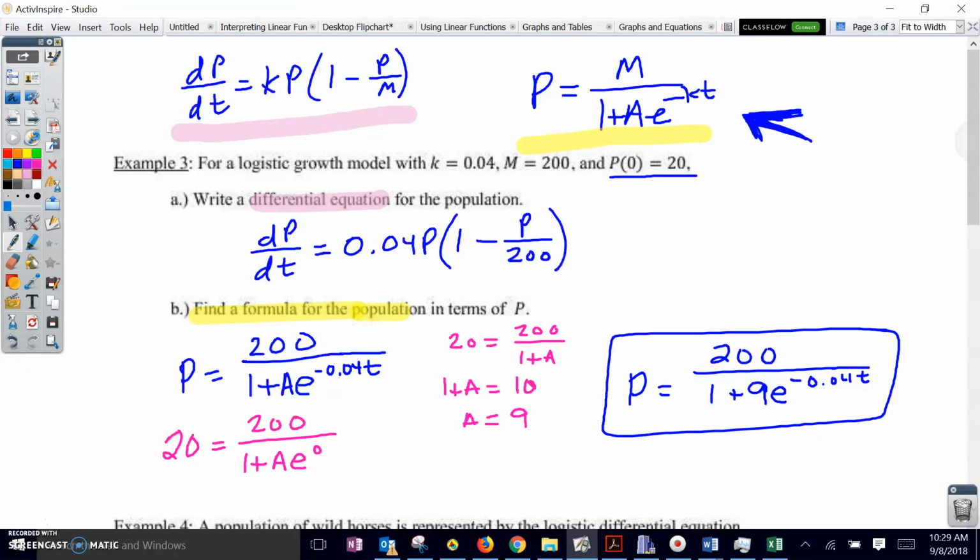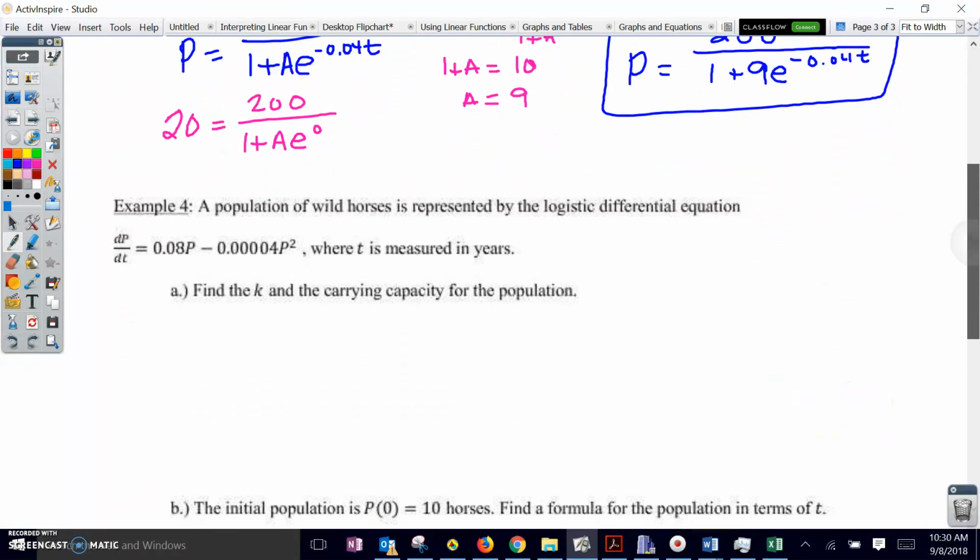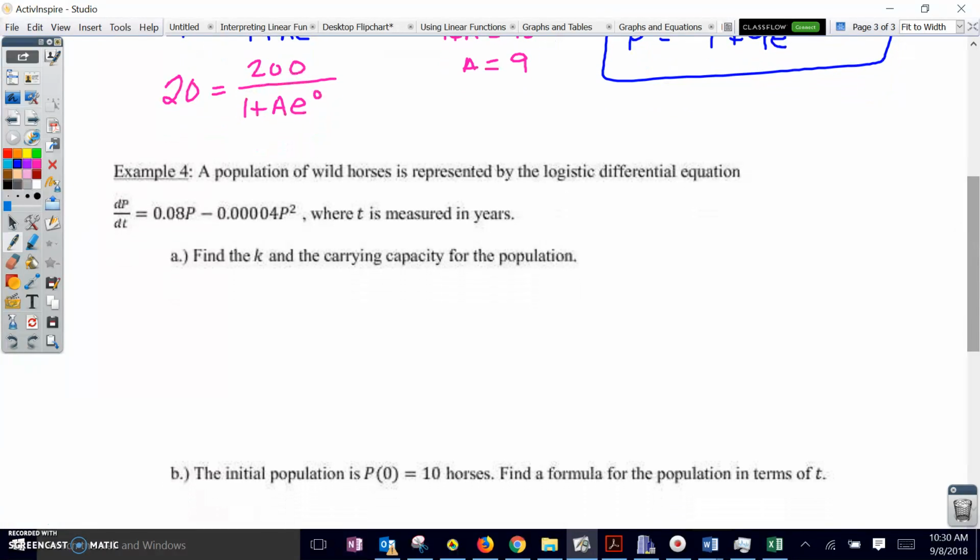Alright, let's look at the next example. A population of wild horses is represented by the logistic differential equation dp dt equals 0.08p minus 0.00004p squared, where t is measured in years. Find the k value and the carrying capacity for this population. So realize that what we want to do is distill this equation into the form dp dt equals kp times the quantity 1 minus p over n.